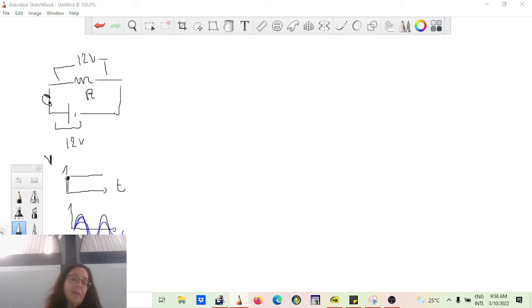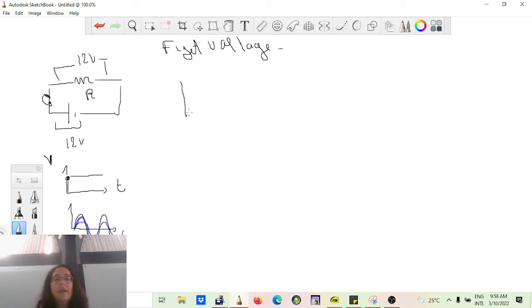Now, a capacitor doesn't behave like this. A capacitor likes to fight. What does it fight? It's fighting voltage. So let's say you have your 12 volt, and now you have your component, a capacitor. In the resistance case, remember that the energy that you provide goes into heat. So all that energy here is used.